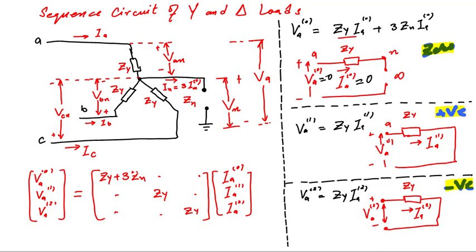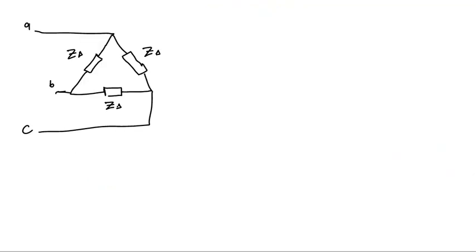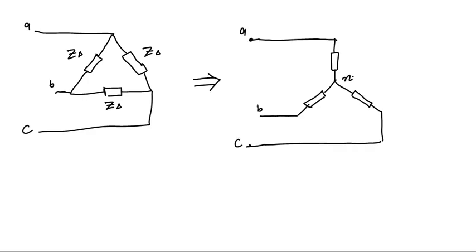Now let's move towards the delta connected loads. In order to analyze a delta connected load, here I will draw a delta connection. Here is a balanced delta connected load where the impedances in all three phases are equal to Z delta. Now this Z delta we can convert into its equivalent Y. This is the equivalent of that three phase delta. The impedance over here will be Z delta over 3. So these three impedances will be the same.